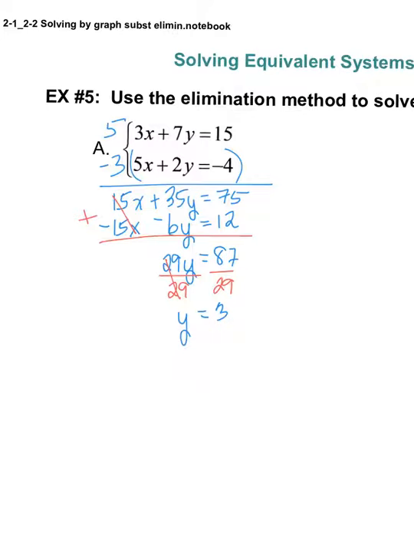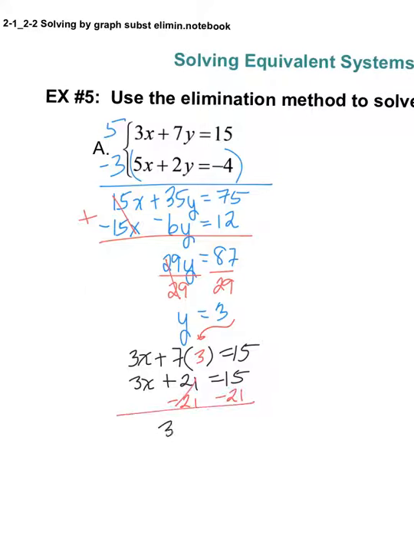So I'm going to take the 3x plus 7y, and instead of the y, I'm going to put this 3 in here. So I have 3x plus 21 is equal to 15. Subtract 21, and I get 3x is equal to negative 6, divided by 3, and x is equal to negative 2. So then write out your ordered pair answer, negative 2, positive 3.